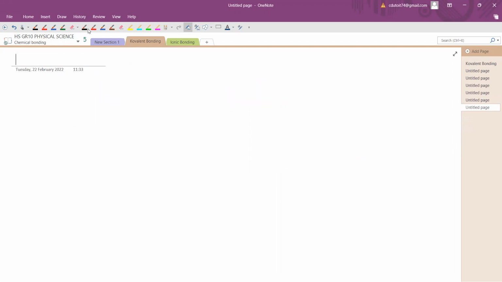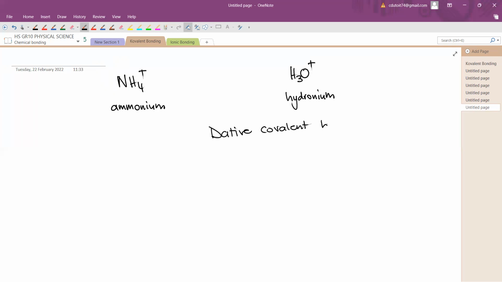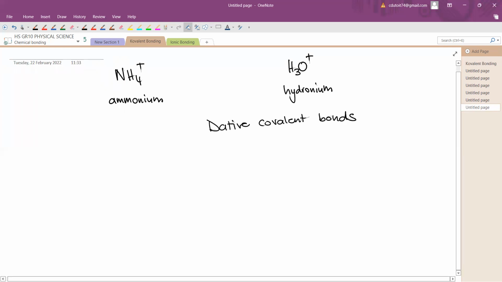So these are the last 2 ones. The one is NH4 plus, which is ammonium. And there is H3O plus, which is called hydronium. Okay. These are called dative covalent bonds. We're going to be tested on this. Dative covalent bond. So what happens is the following.